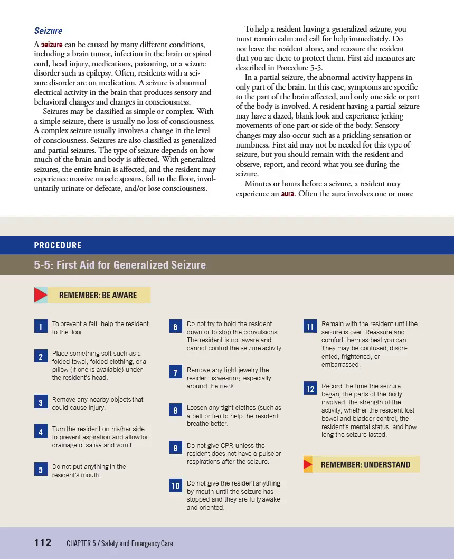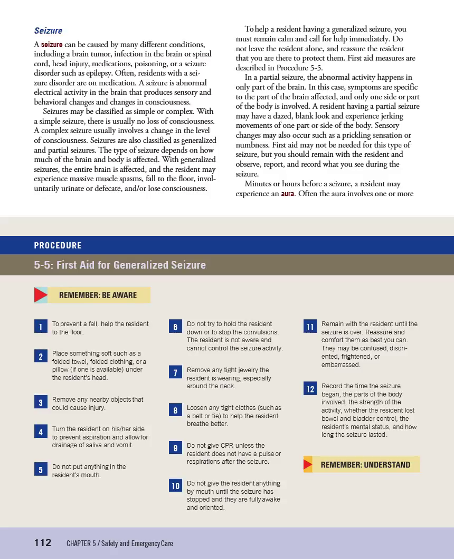With generalized seizures, the entire brain is affected and the resident may experience massive muscle spasms, fall to the floor, involuntarily urinate or defecate, and/or lose consciousness. To help a resident having a generalized seizure, you must remain calm and call for help immediately. Do not leave the resident alone and reassure the resident that you are there to protect them. First aid measures are described in Procedure 5-5.